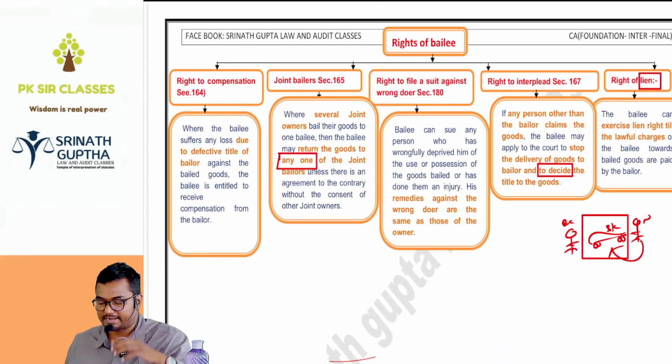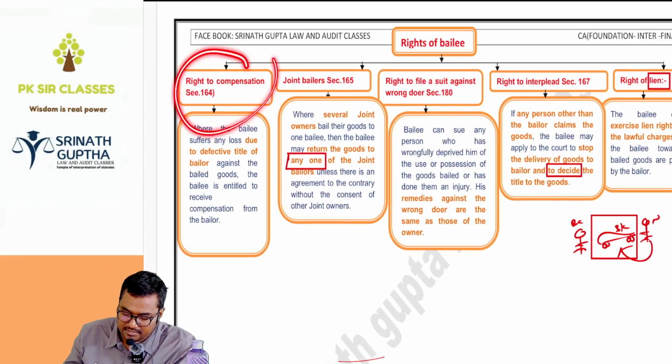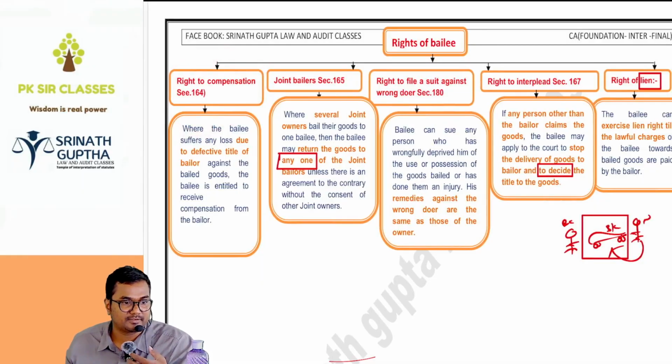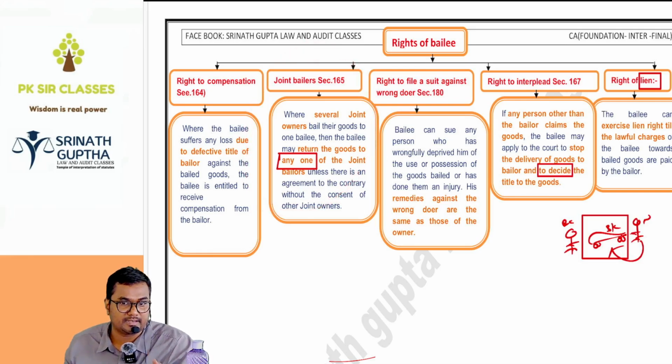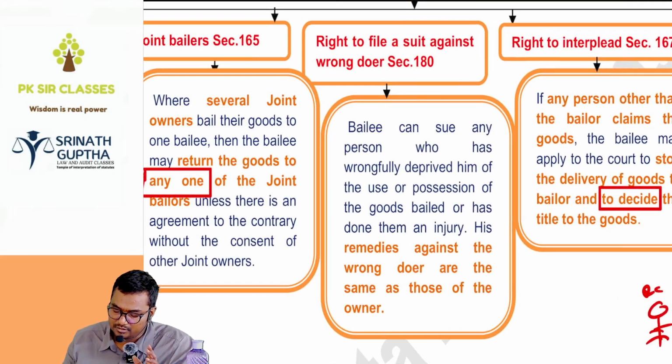Last one is the rights of the Bailey. First one, right of the compensation. So we have to pay for the services of the Bailey for the repair charges, for example, in our example. Yes sir, no sir. Otherwise he can return the goods. So joint bailers center. In case of the joint bailers, we can return the goods to any one of them or all of them. Next, right to file a suit for the wrongdoer.